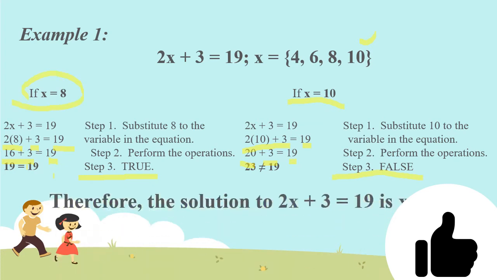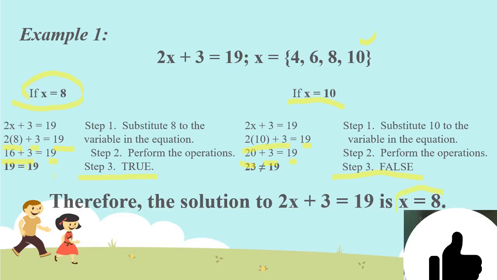Therefore, the solution to 2x plus 3 equal to 19 is x is equal to 8. This will be the solution for the problem.